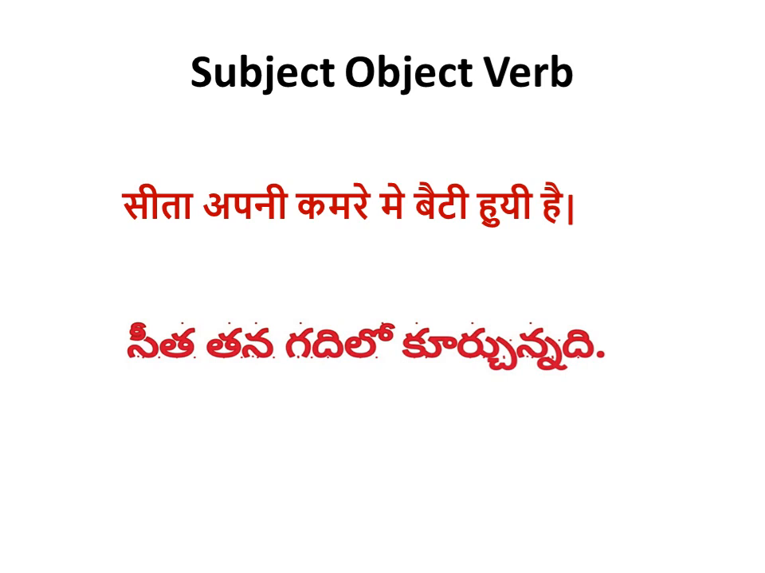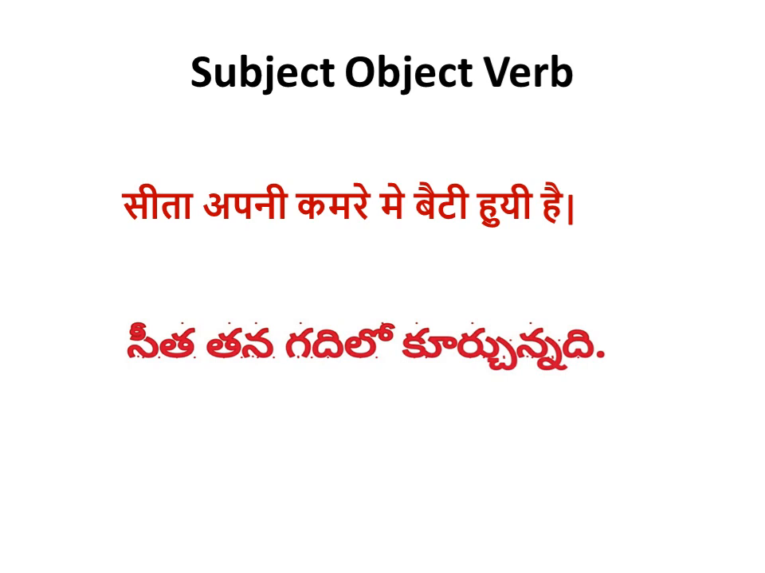Before that, let's observe these two sentences. The first sentence is written in Hindi. Sita apni kamre mein baithi hui hai. Here, Sita is the subject, kamra is the object and baithna is the verb. Subject, object, verb is the pattern here.